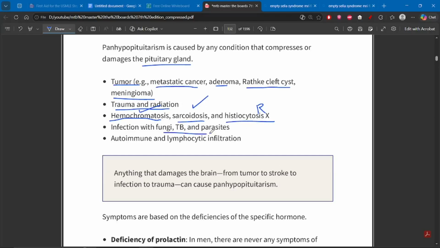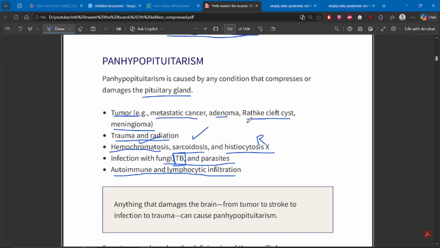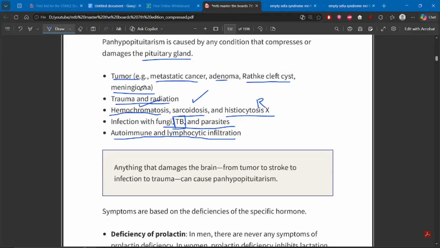Infection with fungi, TB, and parasites, TB being the one that you must remember. Autoimmune or lymphocytic infiltration can also occur. So there are multifarious reasons for this, but most commonly we see it in tumor, trauma, hemochromatosis and sarcoidosis. TB is also very common, and autoimmune is a bit common, not that much. It's a bit rare, but you have to keep in mind all of these causes.